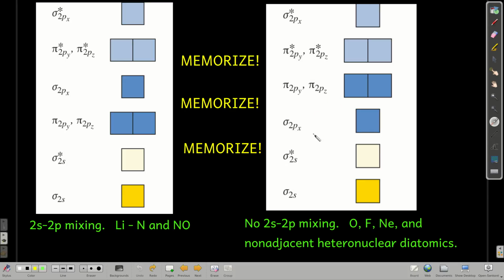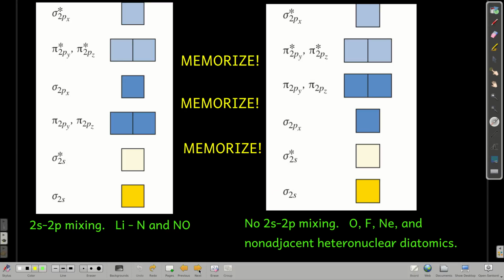This one here is with no mixing, so the sigma 2p comes before the pi 2p. This is the only difference, these blue ones here, their orders. Everything else is the same. Use this for second row diatomics where it's oxygen, fluorine, neon, or if it's two elements from the second row that are not next to each other in the periodic table, then you use this one because there's no mixing.